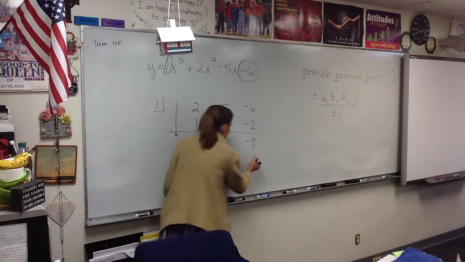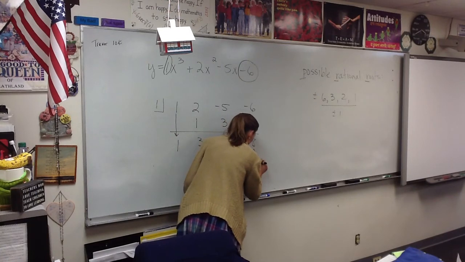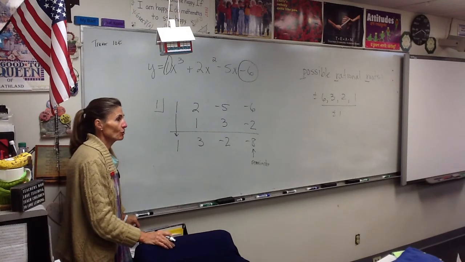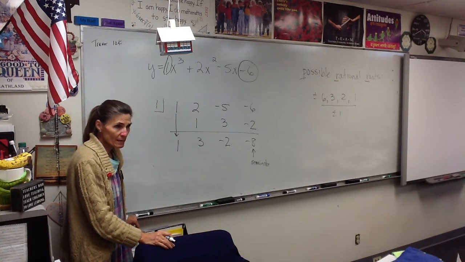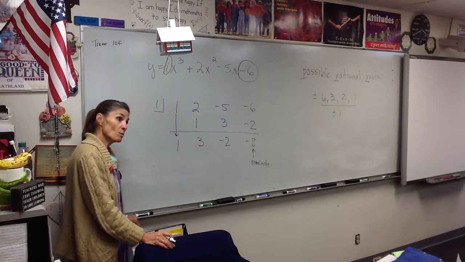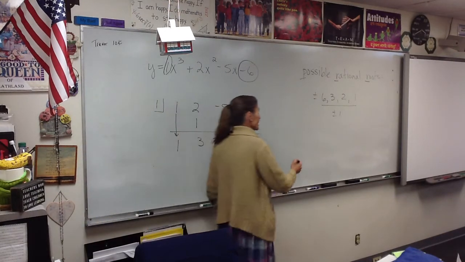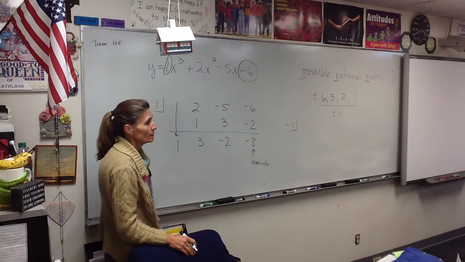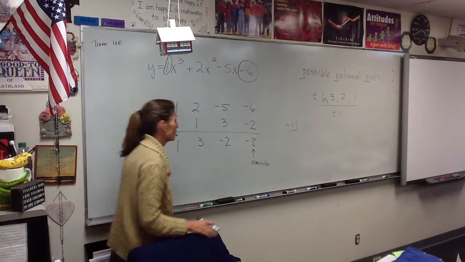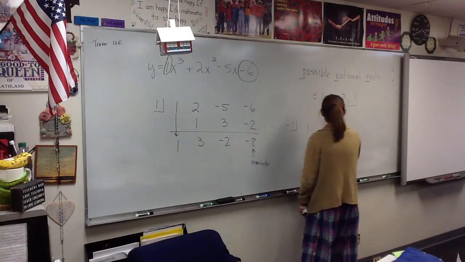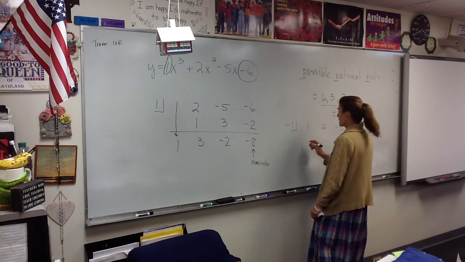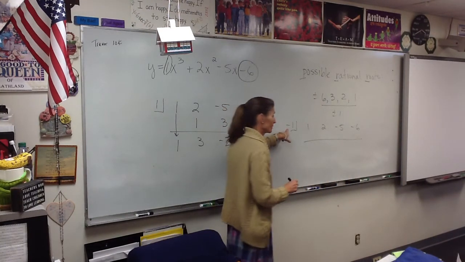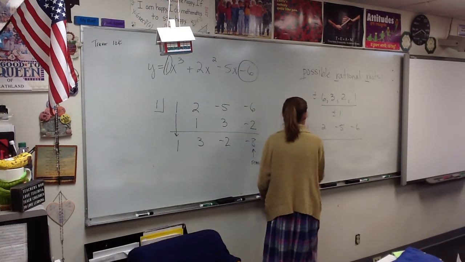Do you remember that this number right here is the remainder? And if I want a factor, what do I want my remainder to be? 0. So guess what? We're going to pick another number. Let's try -1. Start over again. Here we go. We're going to get lots of synthetic division practice. Notice I put -1 out here this time. 1 comes down. Here we go.